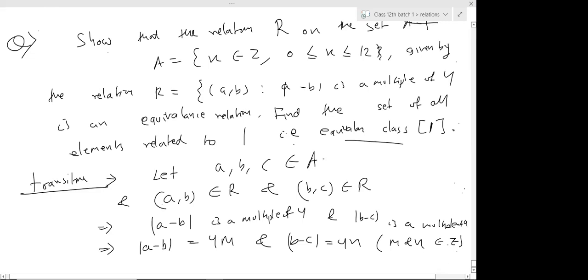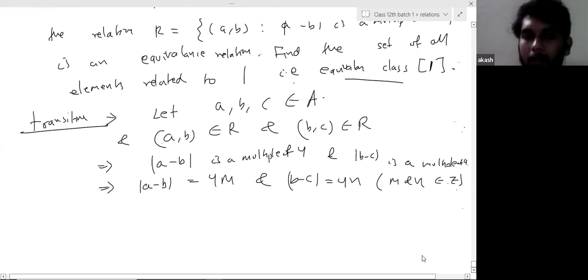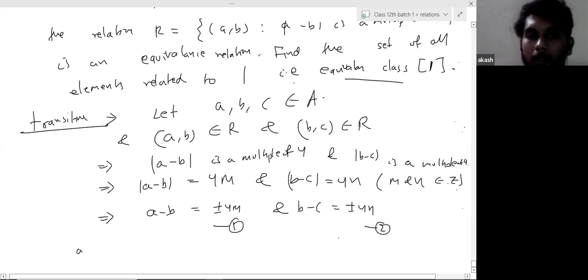Yes, sir. Now, Krishna, we can do your method, what you told in the previous question. We can remove the modulus function, right? So we can write a minus b is equal to plus or minus 4m, and b minus c is equal to plus or minus 4n, opening the modulus function. Now adding, let this be equation 1, this equation 2, adding equations 1 and 2.